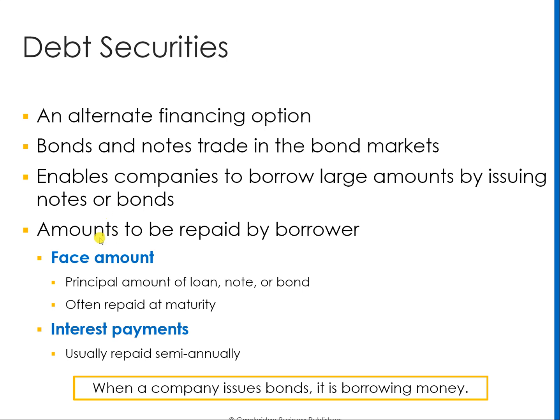Okay, we have basically two payments if you have debt securities. One is a face amount, also known as the principal amount of the loan you're going to repay in the future. We also have periodic interest payments, and usually they're paid semi-annually.